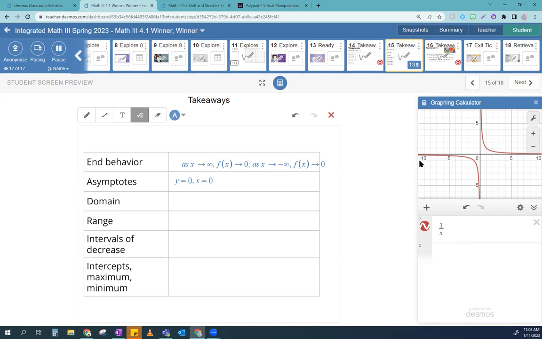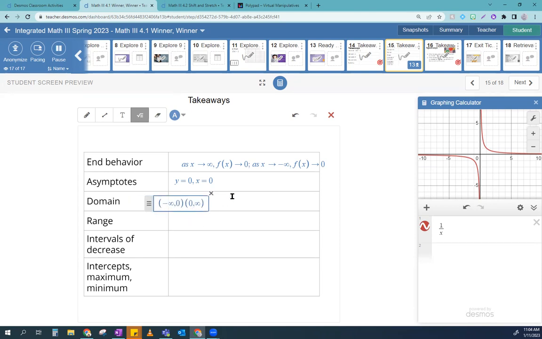Your domain. Look at your domain. Look from left to right. Is there any number that it can't be? Yeah, it can't be 0. So negative infinity, comma 0, and these are parentheses, notice, and 0, comma infinity. The range is actually the same thing.